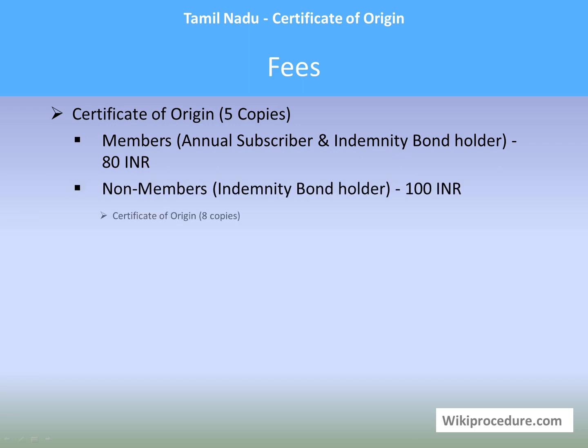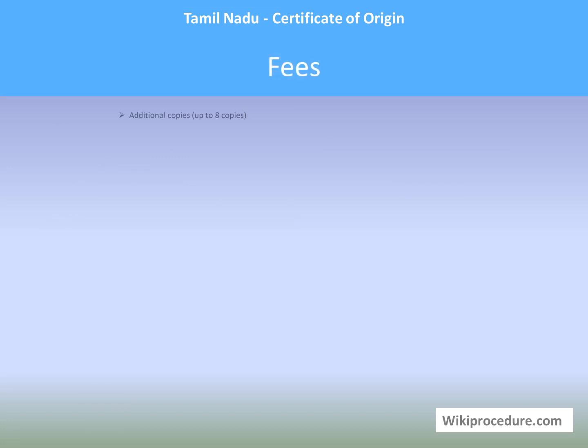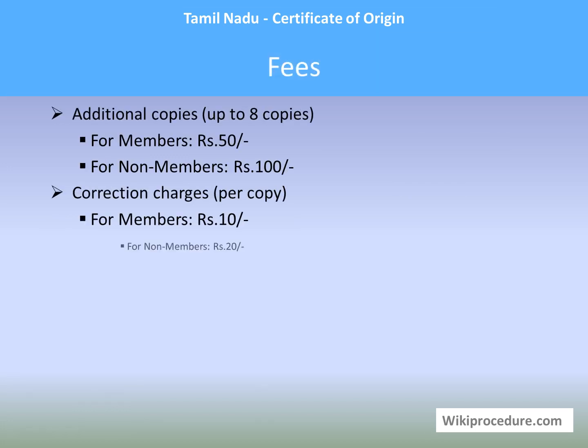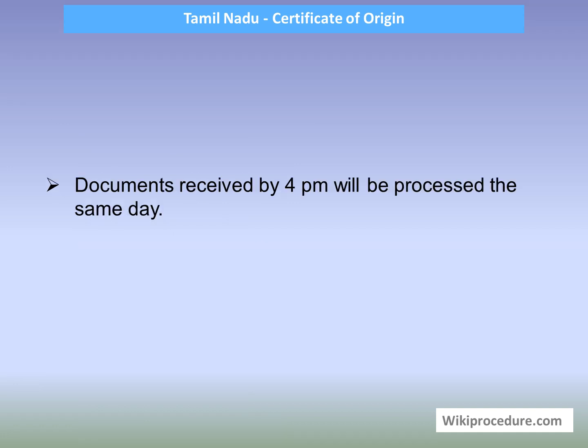Fees: certificate of origin, 5 copies, members, annual subscribers or indemnity bond holders 80 INR, non-members indemnity bond holders 100 INR; certificate of origin, 8 copies, for members 100, for non-members 200; certificate of invoice, 8 copies, for members 50, for non-members 100; additional copies up to 8 copies for members rupees 50, for non-members rupees 100; correction charges per copy for members 10, for non-members rupees 20; certification of any other documents like packing list etc. on a per document basis for members rupees 10, for non-members rupees 50; proforma for certificate of origin, 50 sheets, for members rupees 50, for non-members rupees 50.